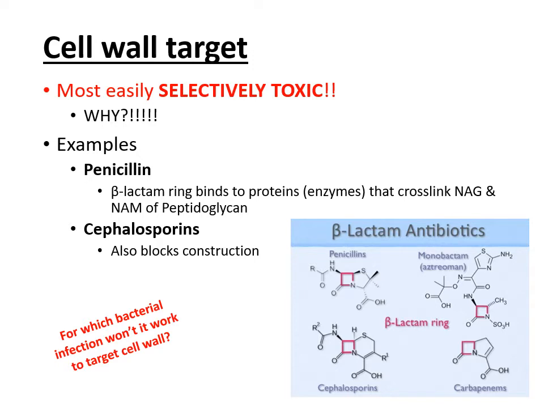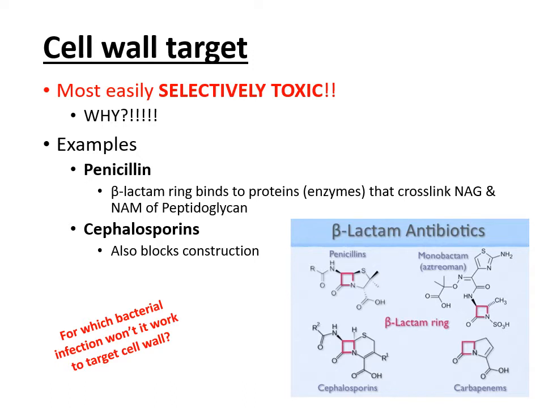The two examples to remember, and please do remember that they are examples of cell wall targeting, are penicillin and cephalosporins. What they do is block the enzymes that build peptidoglycan, specifically the ones that make that matrix, that cross-linking of sugars that we mentioned previously, the NAG-NAM sugars.